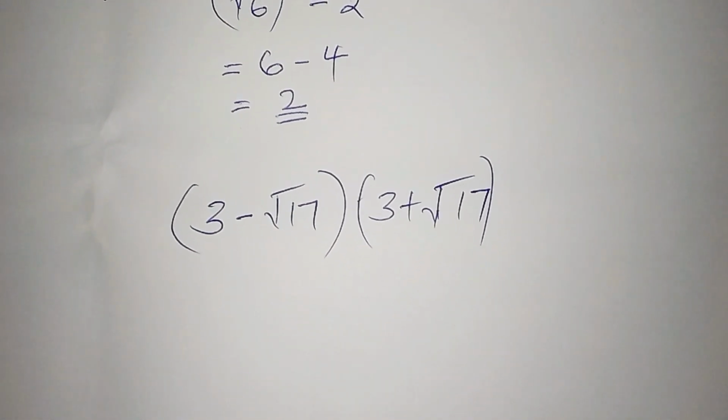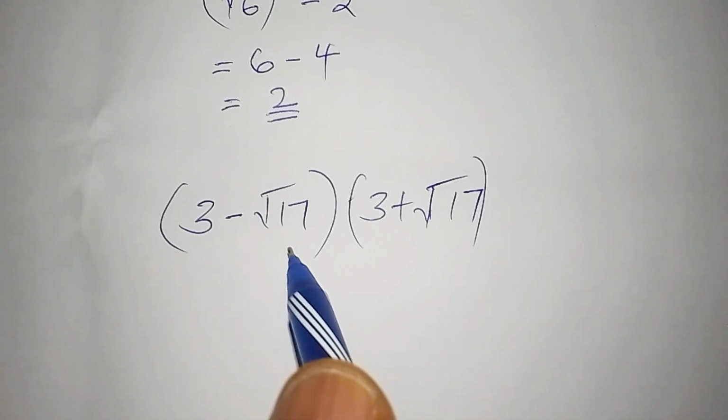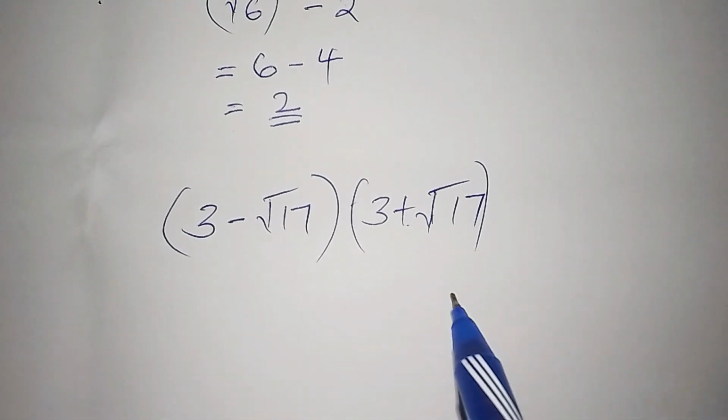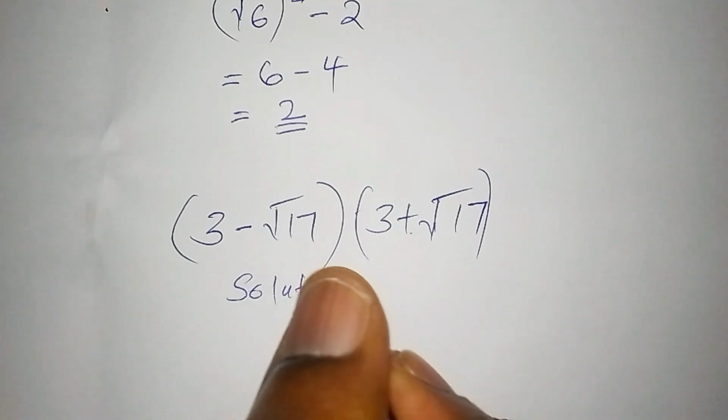Let's check the other one also. We have (3 minus root 17)(3 plus root 17). So here we are going to solve. We start with the solution first.